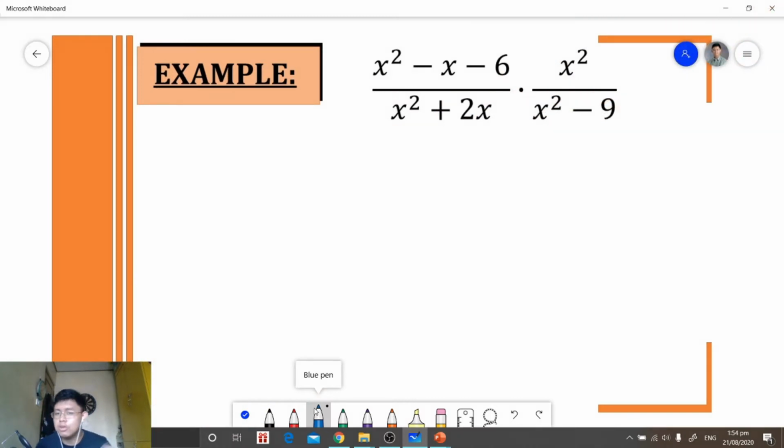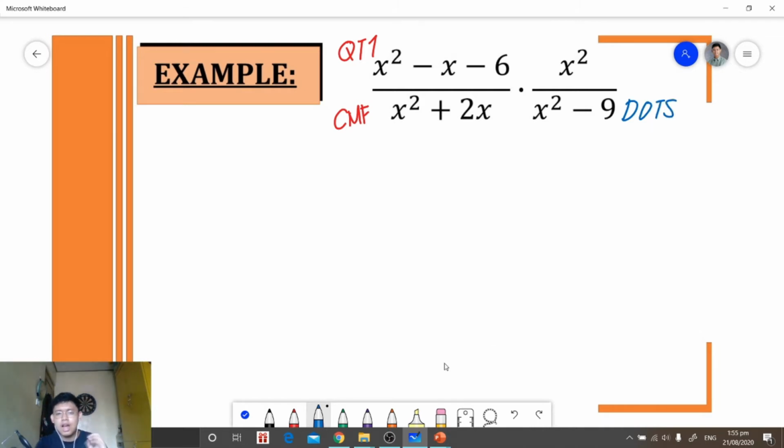For example, we are going to multiply these two rational expressions. The first thing that we need to do is to factor our numerators and denominators. Let's identify what factoring type we're going to use. For the first numerator, we have x squared minus x minus 6, so we can factor this using quadratic trinomial case number 1. For our denominator, we will use common monomial factoring. For the second rational expression, the numerator we can simply factor, and for the denominator, we can use difference of two squares.